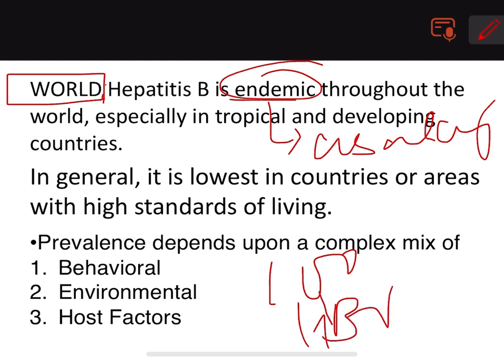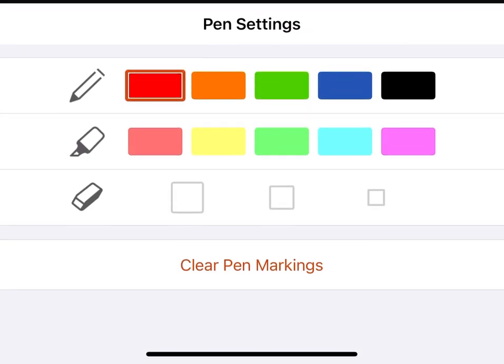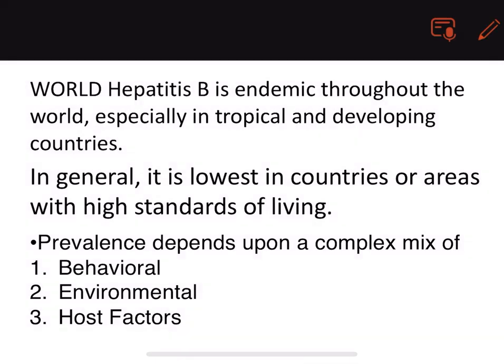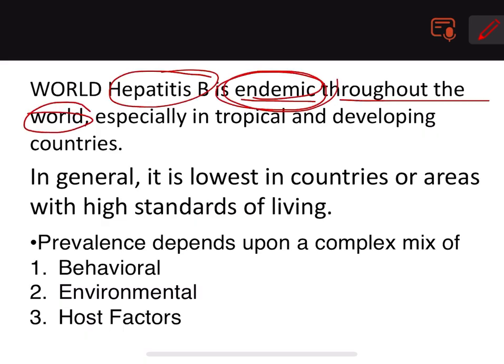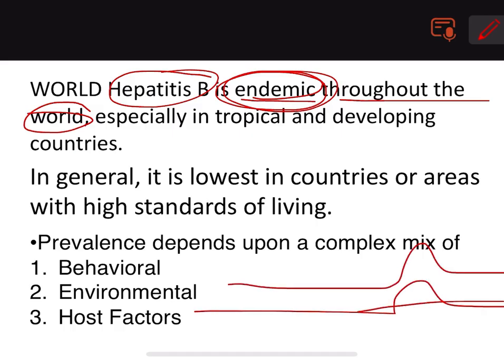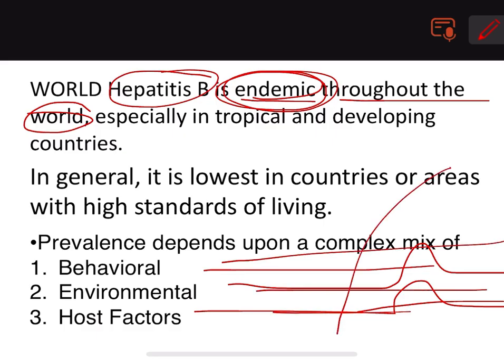So the endemicity is prevalent in many major places in the world. Hepatitis B virus is very common. It is an endemic disease throughout the world. At the usual frequency, the cases will always persist. It stays at usual frequencies only and doesn't go into epidemics. Especially in tropical and developing countries, it is endemic.